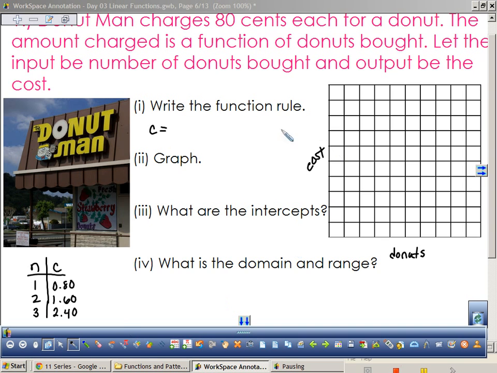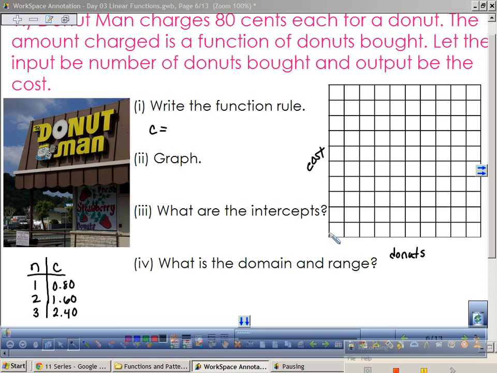$3.20? Good. All right, so let's graph that. So for one donut, it's 80 cents. What do you guys want to make these, like dollars? Would that work? It would make it a lot easier if you made it 80 cents. Good job. So that would be 80 cents, $1.60. You don't normally see graphs like that, though. Let's not make it easy. Let's make it practical.